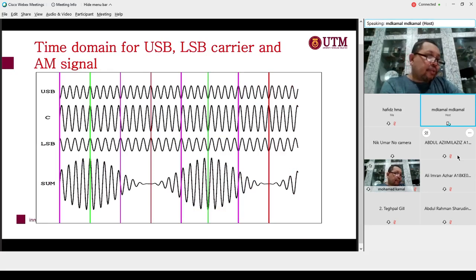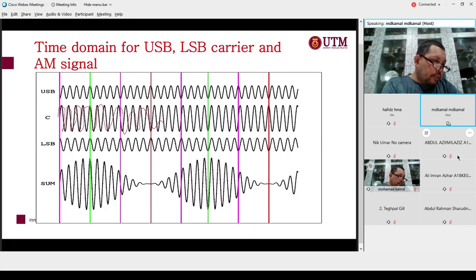Okay, so this is in terms of the time domain for upper sideband, lower sideband, carrier, and AM signal here. You can see that this is your carrier. Carrier, of course, is a high frequency, which means the times are very close. This is your upper sideband, this is the lower sideband, and this is the AM signal.